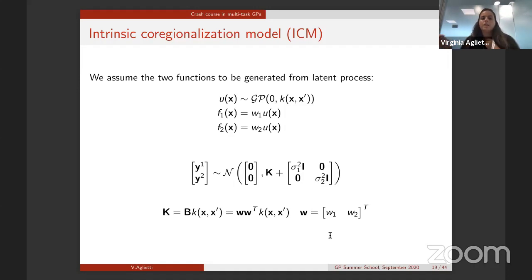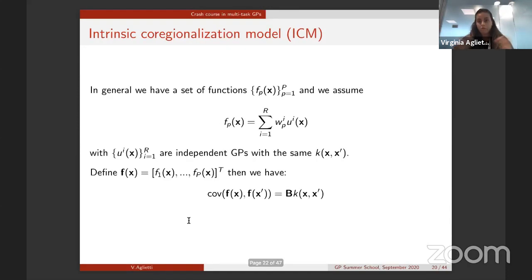So in this case, you can write down, again, assuming Gaussian likelihoods, the joint distribution for these outputs as a multivariate Gaussian, where the kernel is given by the product of a matrix that includes all of the coefficients that are used to obtain the functions and the kernel of the latent function. So B is generally called the coregionalization matrix, while K is the kernel of U of X.